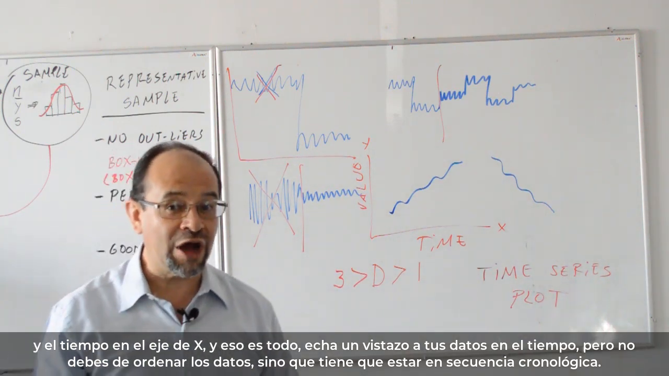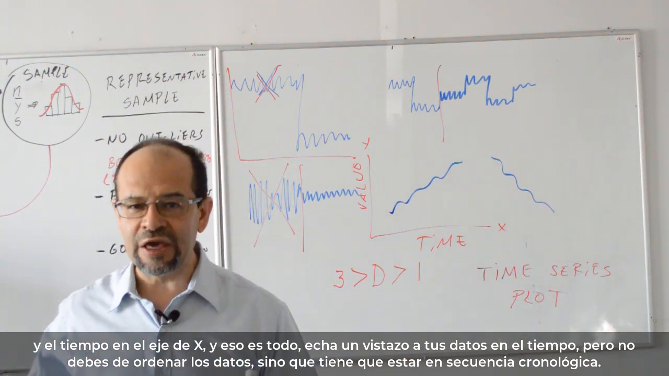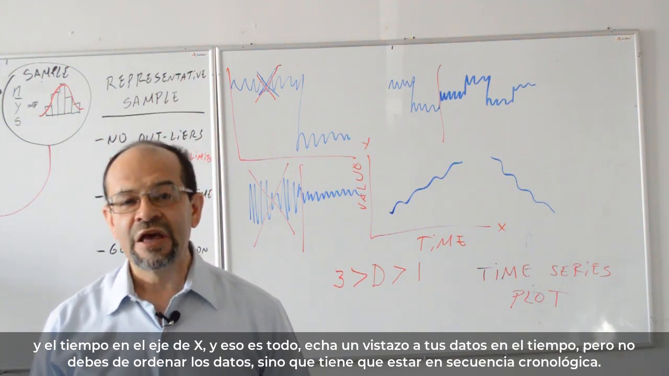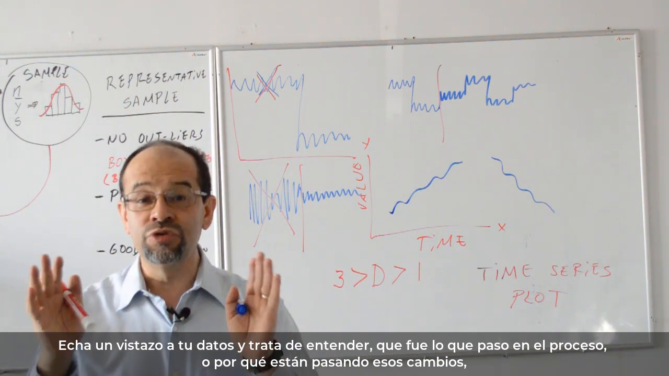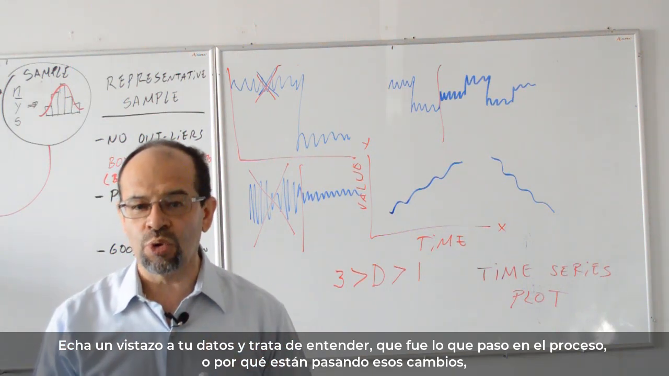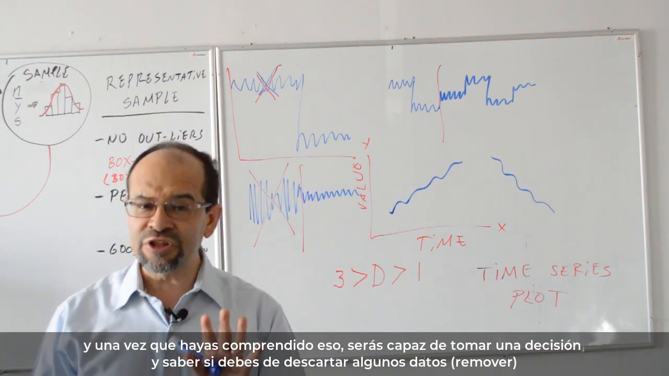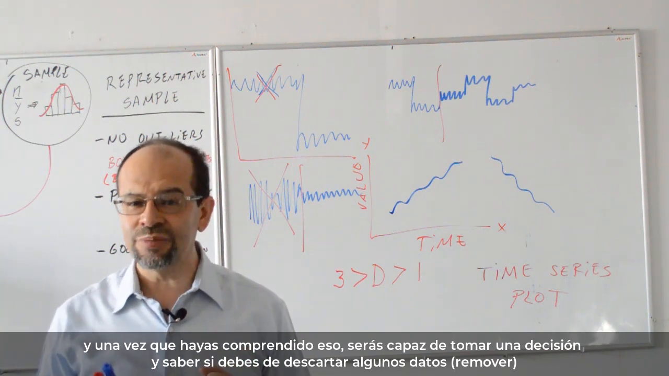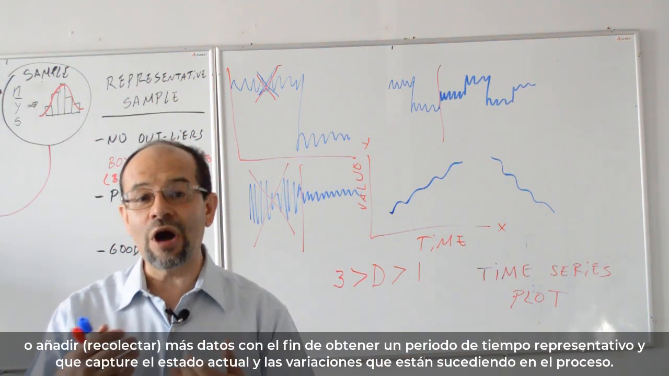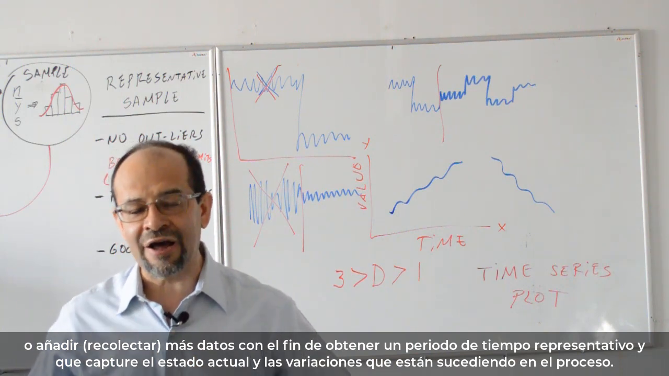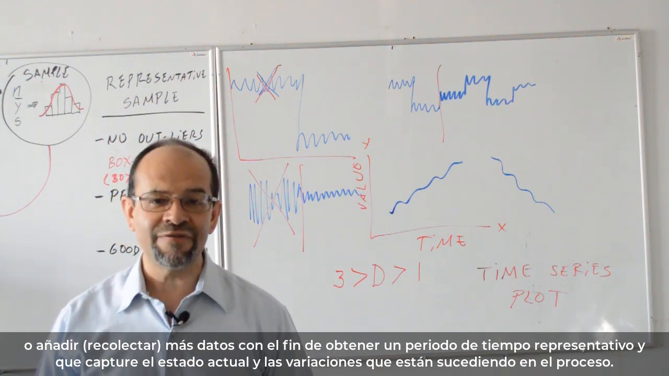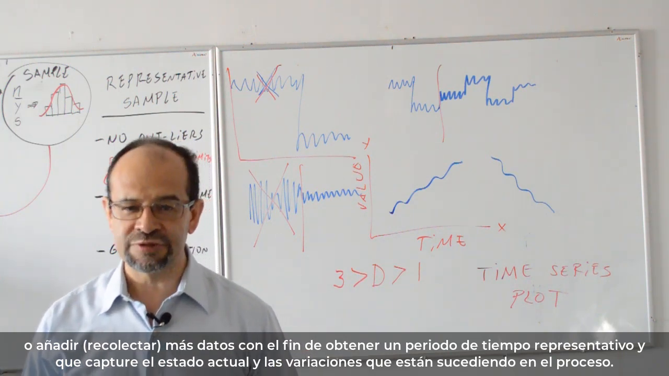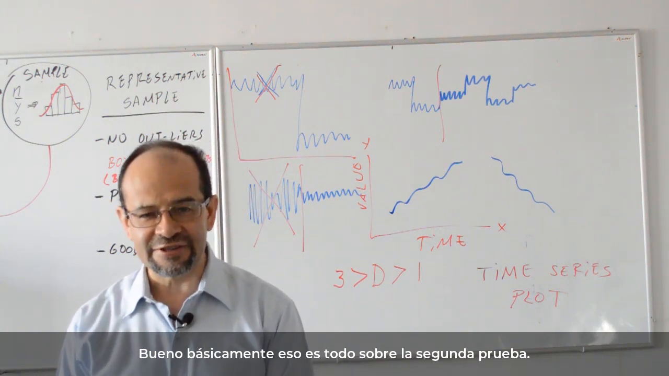It's very important that you don't have to sort your data, but they have to be in chronological order. Take a look at your data and try to understand what happened in the process or why those changes are happening. Once you understand that, you will be able to make a decision and know if you have to discard some data, remove some data, or collect more data in order to have a period of time that is representative, catches the current state, and catches all the variations that are happening in the process. Basically that's it about the second test.